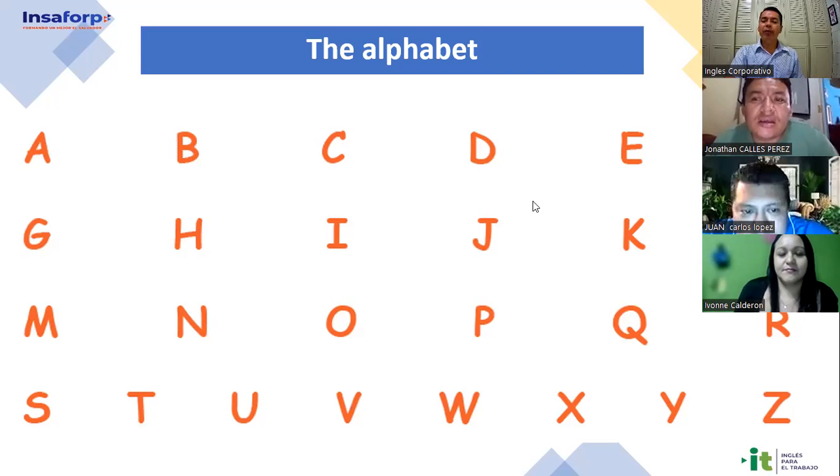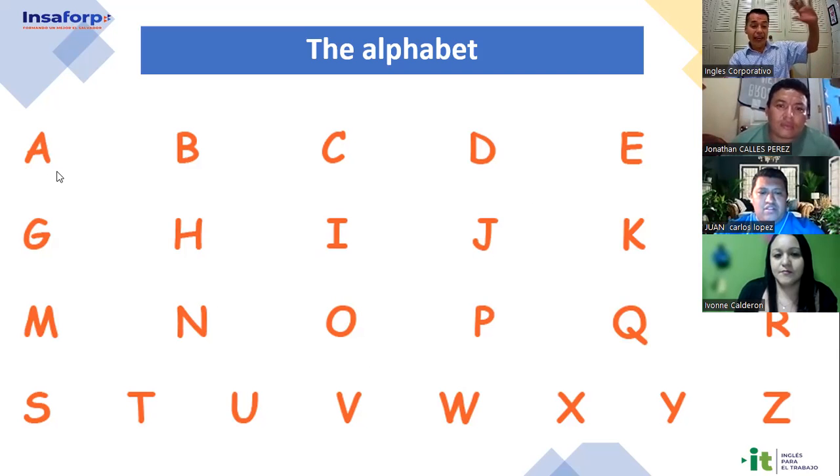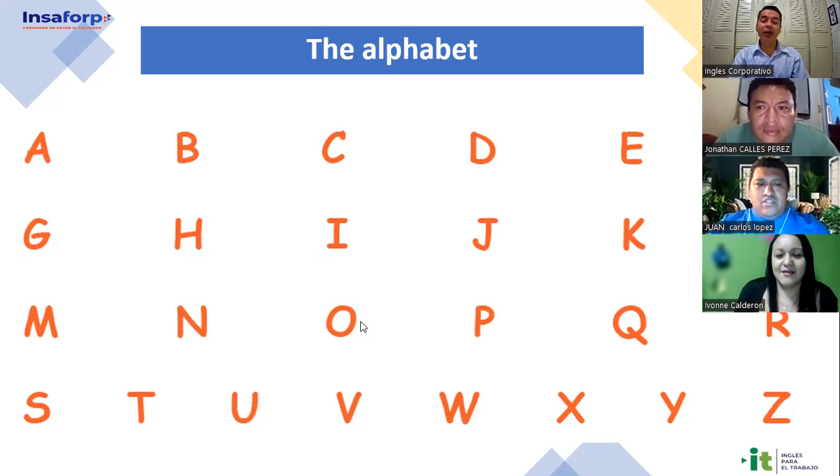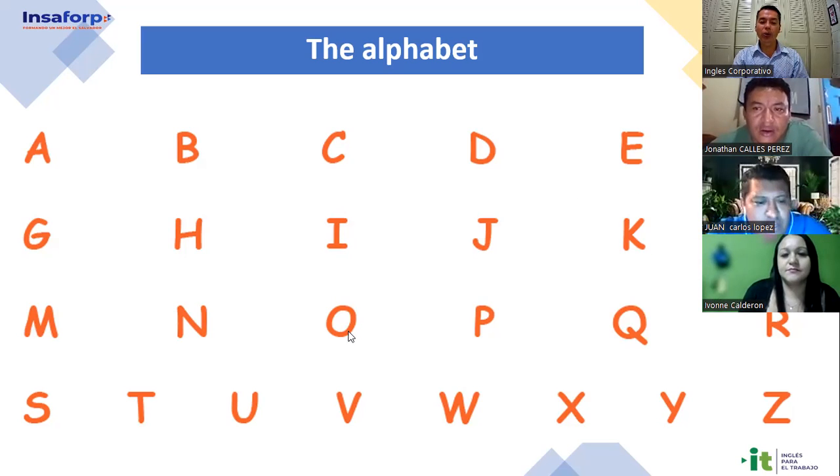Now, other problem is the vowels, right? The vowels are the A, the E, the I, the O, and the U. So A, E, I, O, and this is U, you know? So, come on, repeat after me, everybody. A, E, I, O, U.